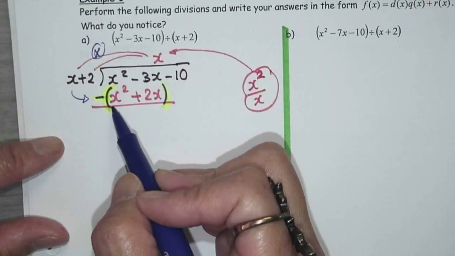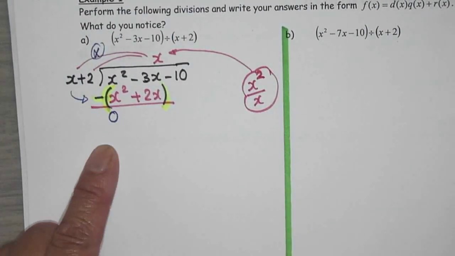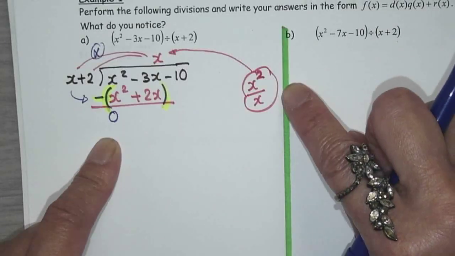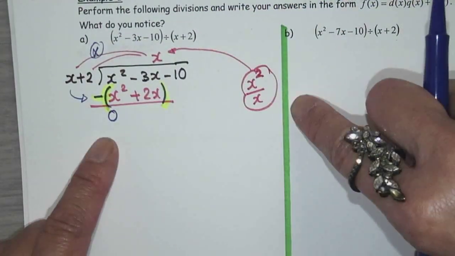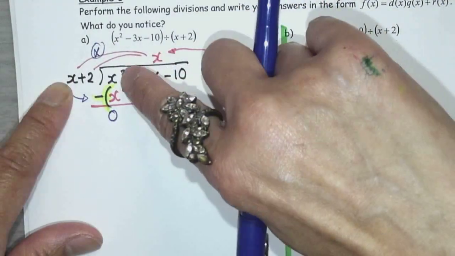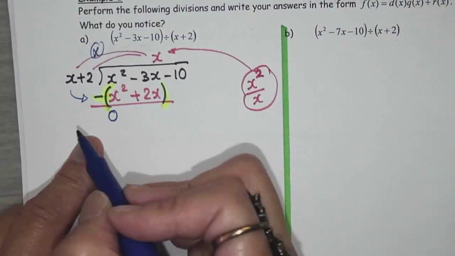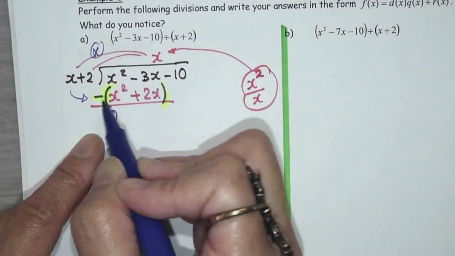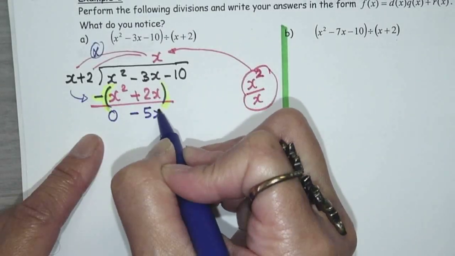So x squared minus x squared is 0. It should always be 0. Why? Because I chose it. You divided it, put it down. It should always 0 out, right? There should be nothing left over. This one will always happen with the polynomial division. You took it, divided by x, you wrote it down, so of course it's 0. Okay, then these two, negative 3x minus 2x, negative 5x.